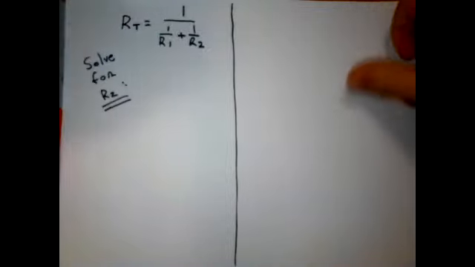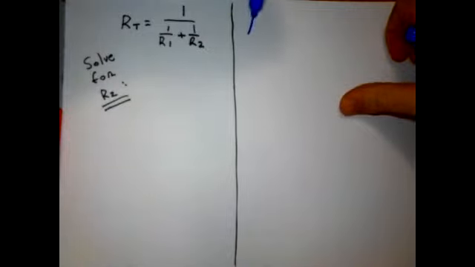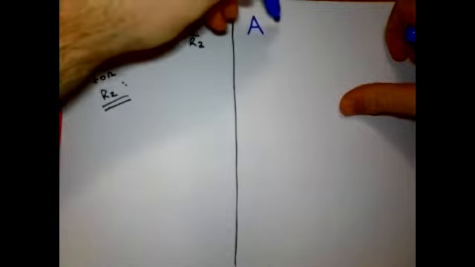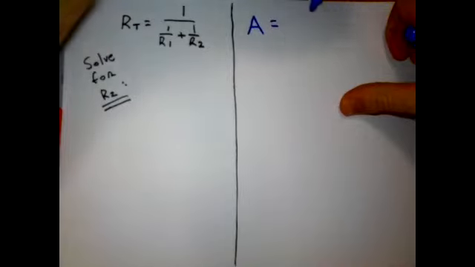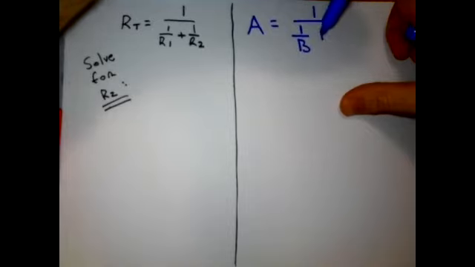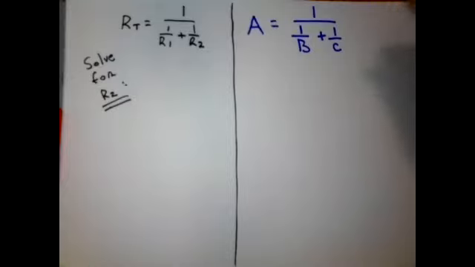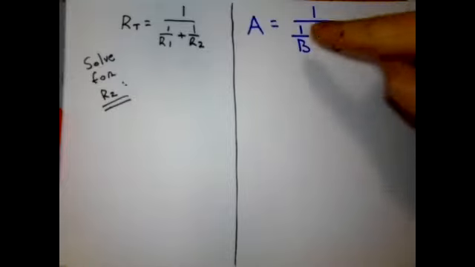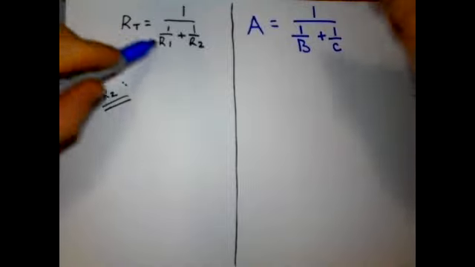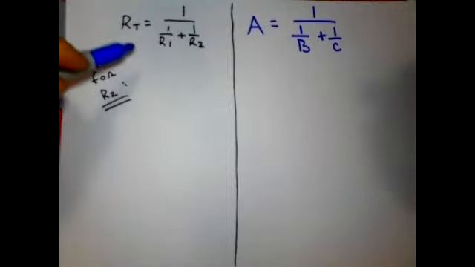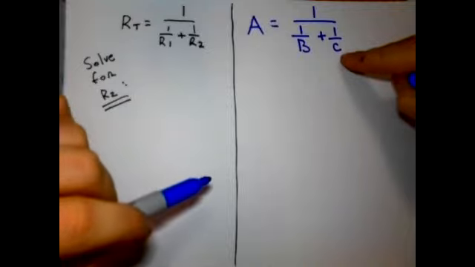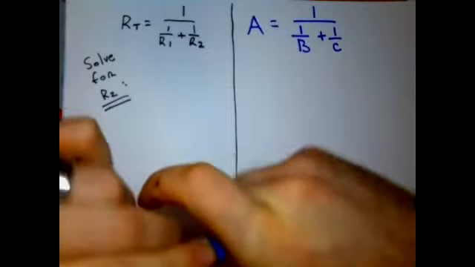So I'm going to call this A equals 1 over, 1 over B plus 1 over C. It's the same format, but this will be easier to follow along with first, because A and B and C is a lot better than R with different little subscripts. So in this problem, we want to solve for C.